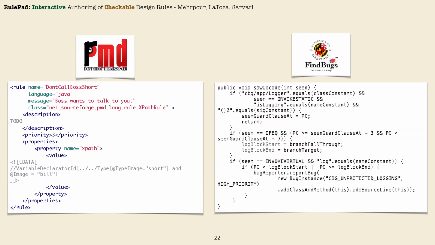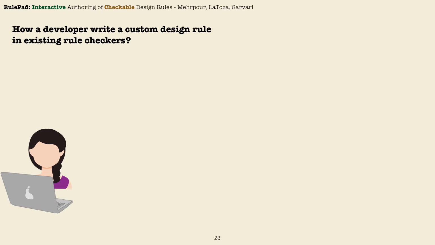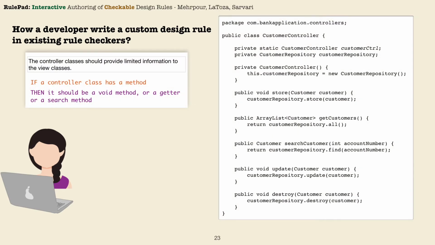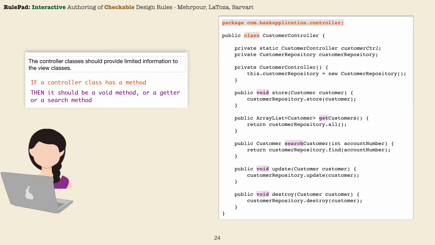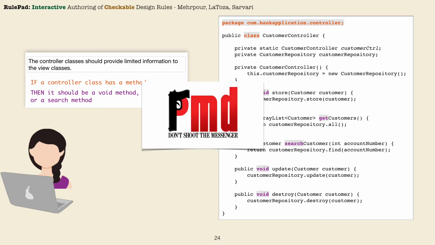Existing rule checkers and defect detectors like PMD and FindBugs allow developers to write custom rules as AST patterns. But let's see how a developer writes a custom design rule using an existing rule checker. Consider Alice, who is a developer and wants to write a custom rule for a system implemented in the model view controller architecture. The design rule Alice has in mind limits the type of information in the controller classes accessible to the view classes. Alice can easily detect the pattern of this design rule in a sample code she is looking at. She decides to use PMD to check this design rule.